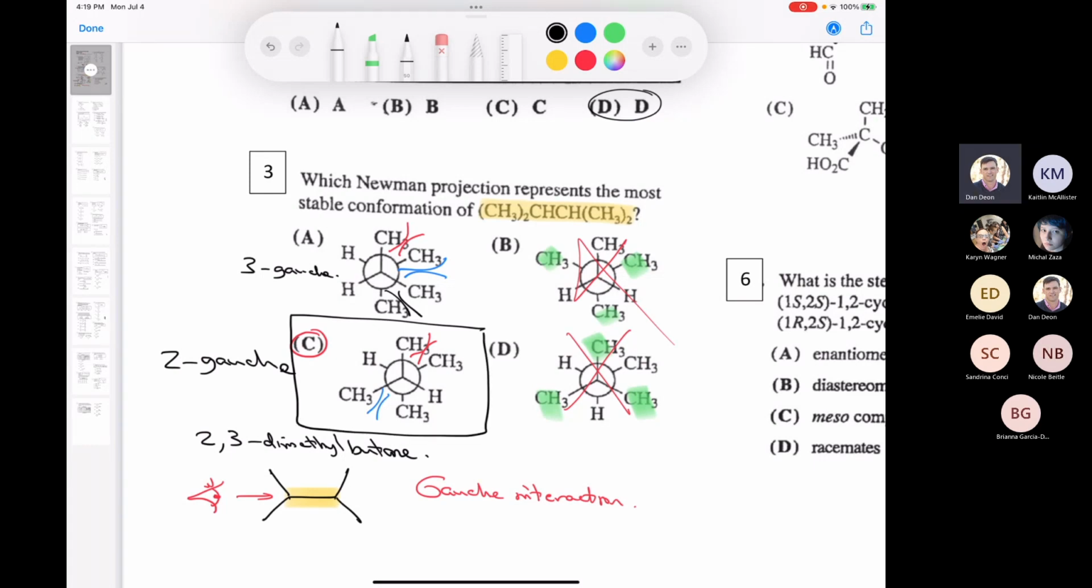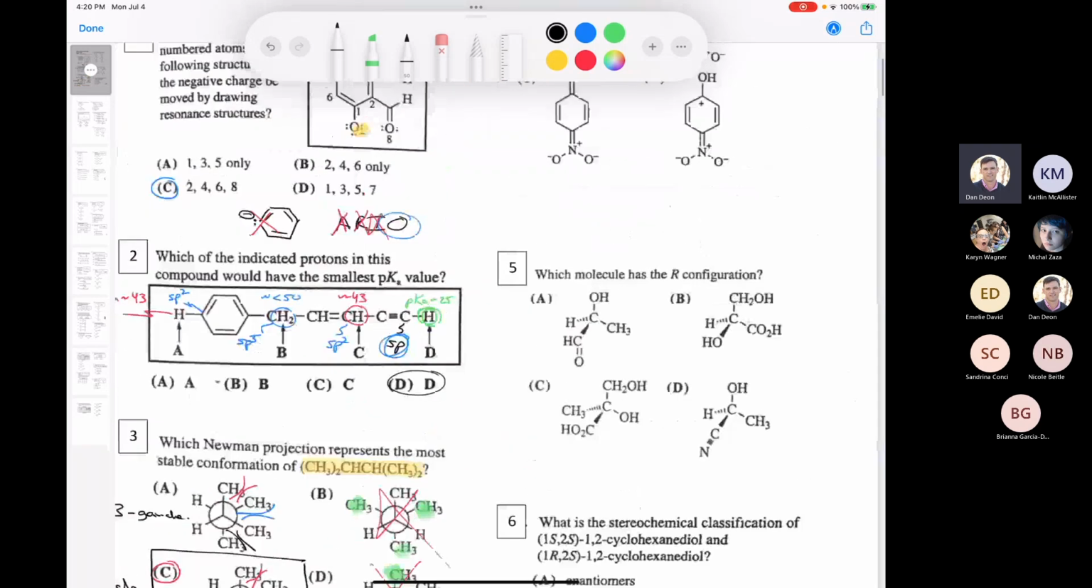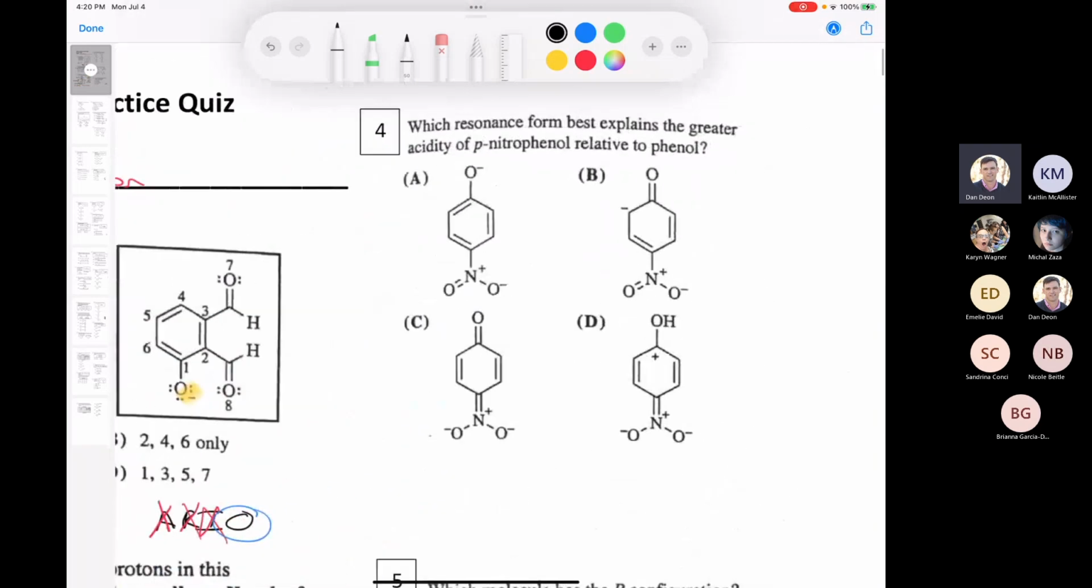I think the main thing with this one is being able to suss out which structures, B and D, aren't even right. And then maybe take your time and figure out which one is more stable. Is it A or is it C? All right. Let's see. Where's question number 4? Somewhere over here. Oh, here we go.